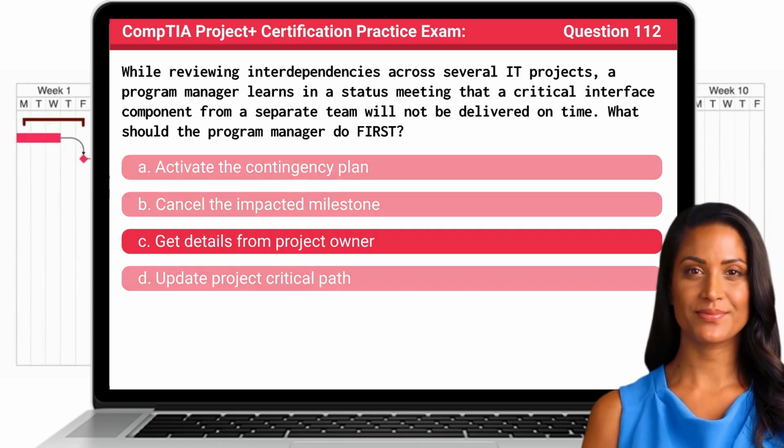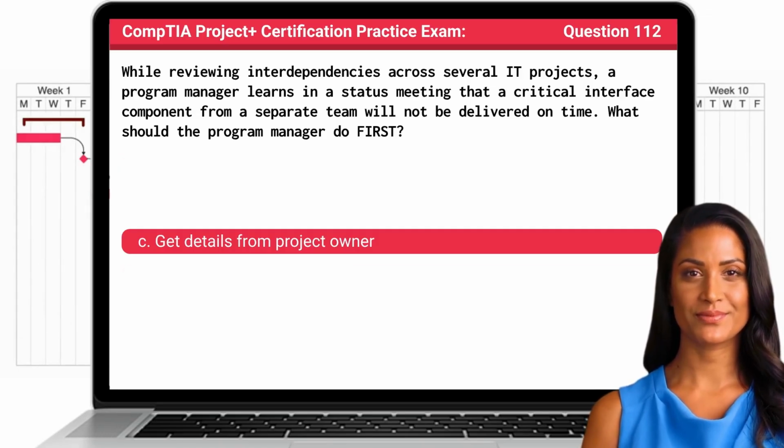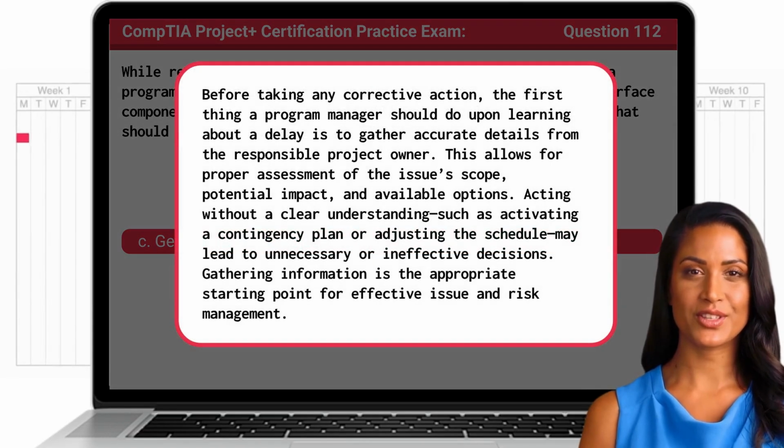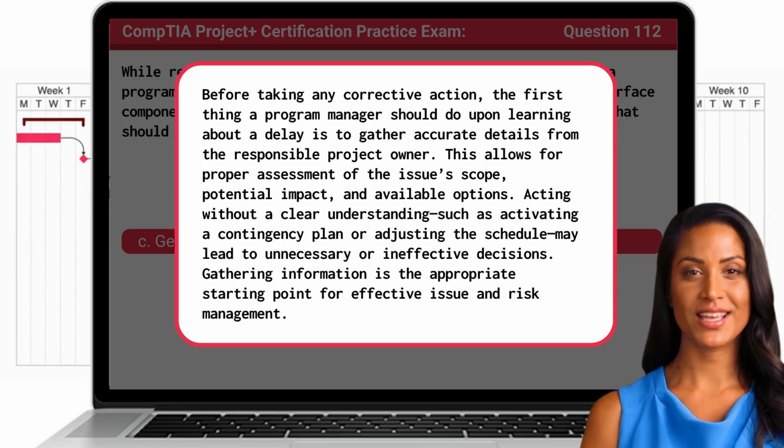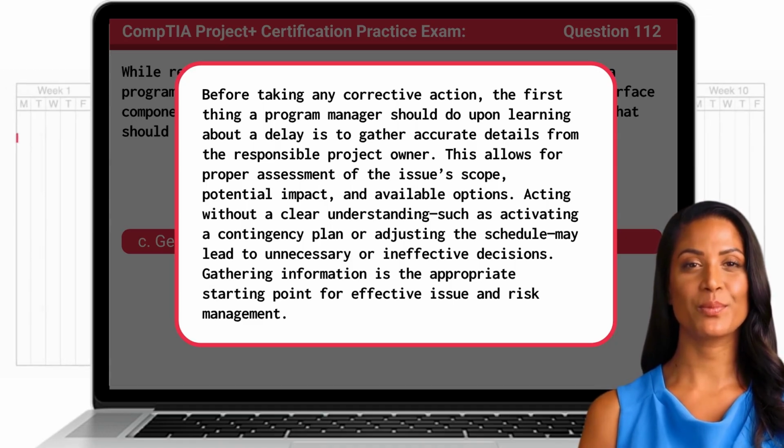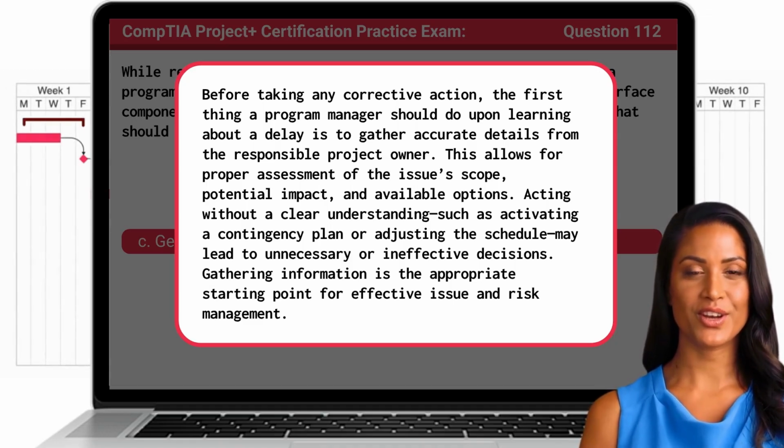The answer is C. Get details from project owner. Before taking any corrective action, the first thing a program manager should do upon learning about a delay is to gather accurate details from the responsible project owner. This allows for proper assessment of the issue's scope, potential impact, and available options. Acting without a clear understanding, such as activating a contingency plan or adjusting the schedule, may lead to unnecessary or ineffective decisions. Gathering information is the appropriate starting point for effective issue and risk management.